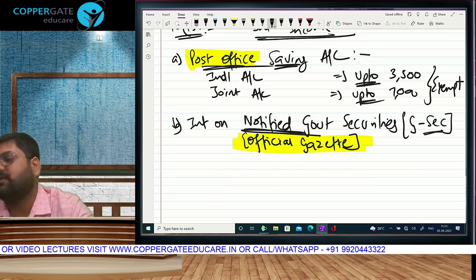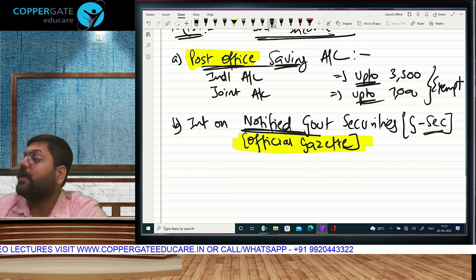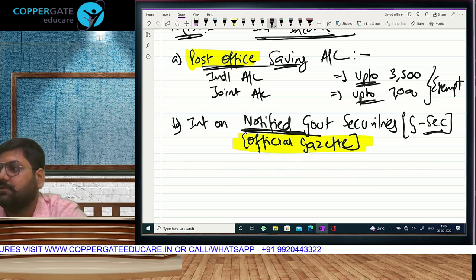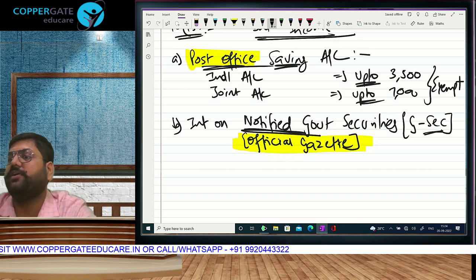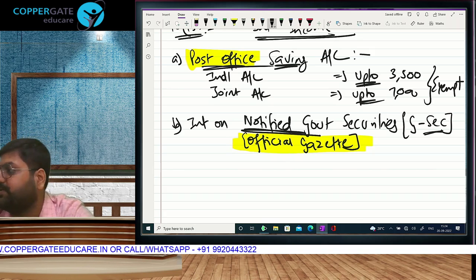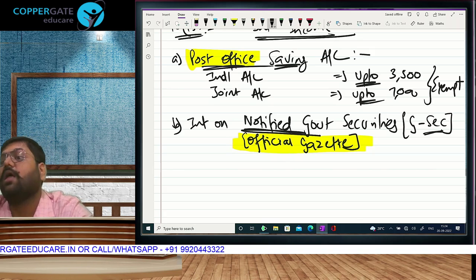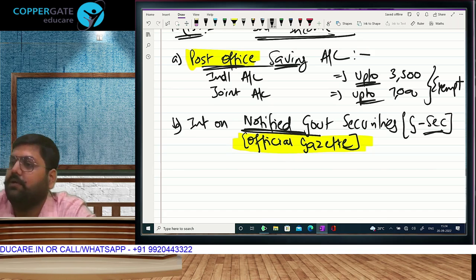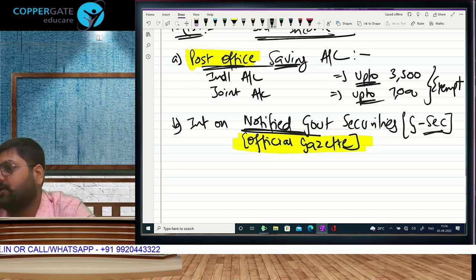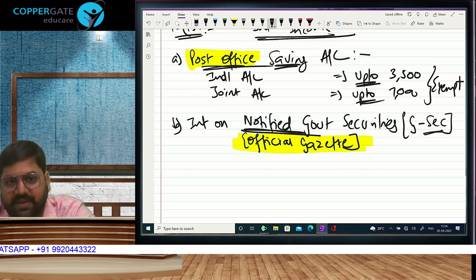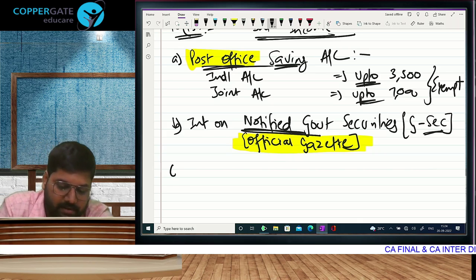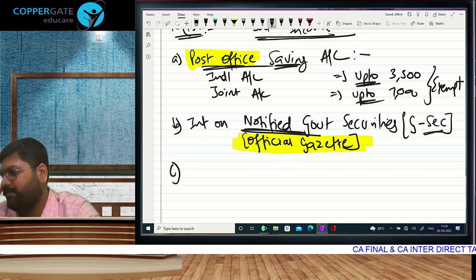A Gazette is a place where government will release official notification. If they want to give you exemption, so they will announce that these securities are hereby notified. Consequently, the interest earned on these securities will be exempt from the levy of tax. Only notified securities. All government securities ka interest is not going to be exempt. Exemption will be available only if it is notified. Is that clear? Absolutely.